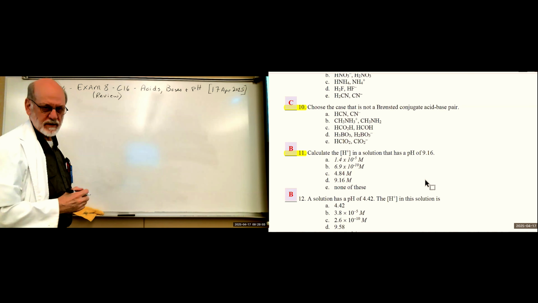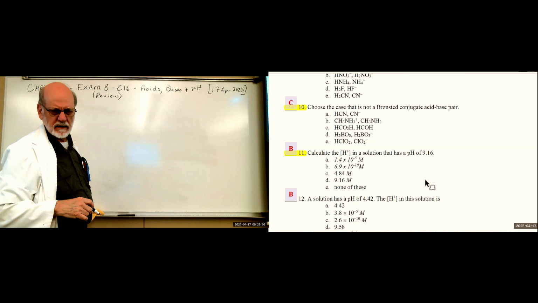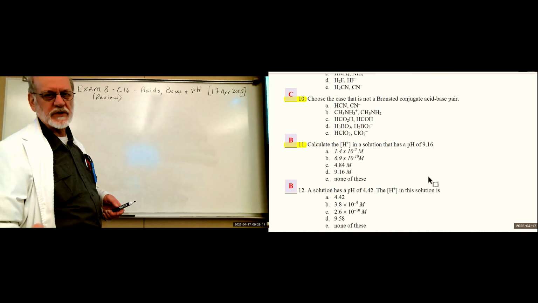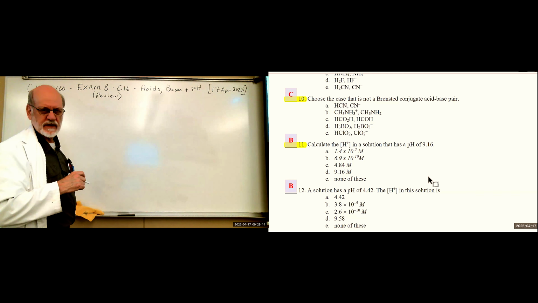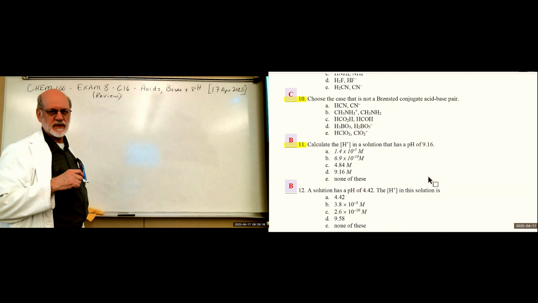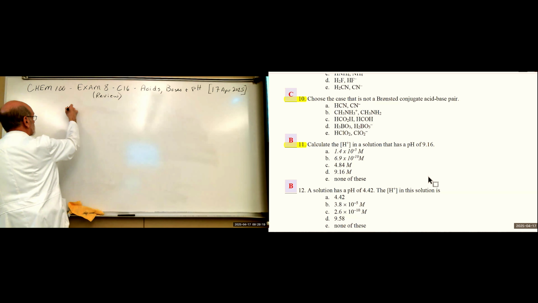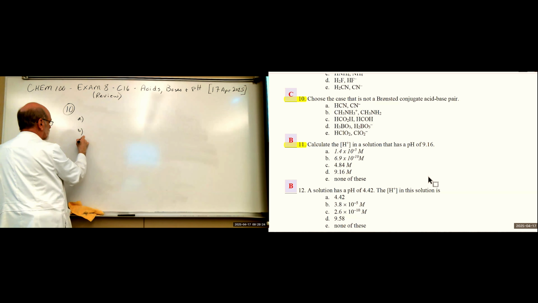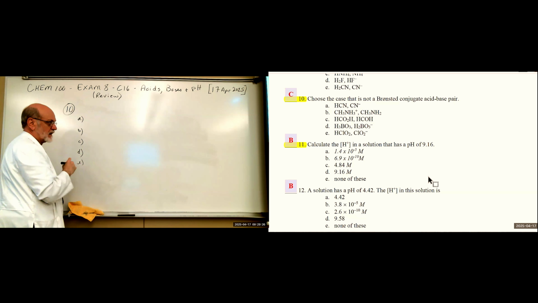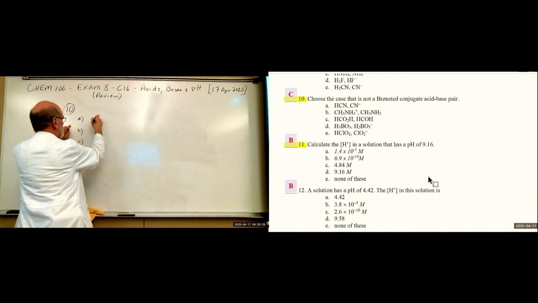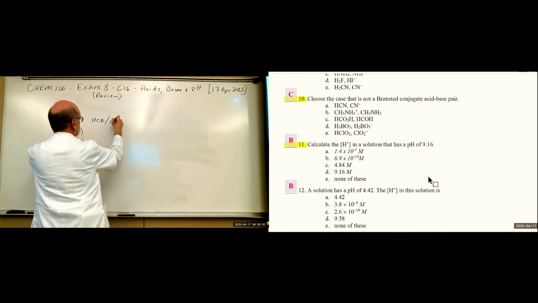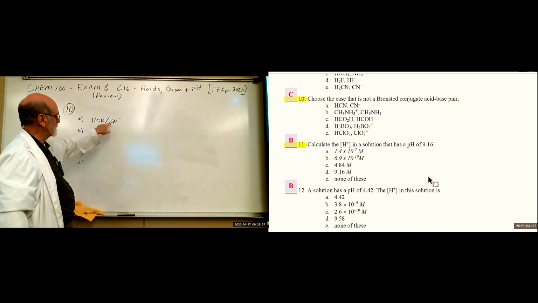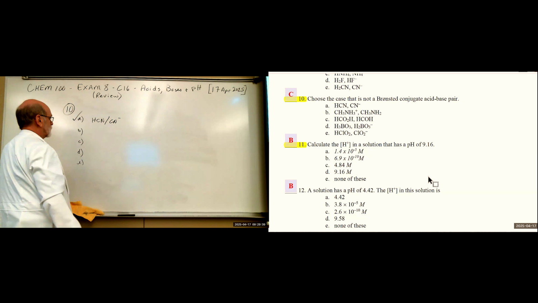All right, number 11. Is that right? No? Oh, I scrolled. Number 10, excuse me. Choose the case that is not a Bronsted conjugate acid-base pair. All right, so this one flips it on its head, turns it around the other way. So we've got these choices. And the first one is HCN and CN minus. Is that an acid-base pair? Yeah. We lost 1 proton and ended up with CN minus. That one's a good one.